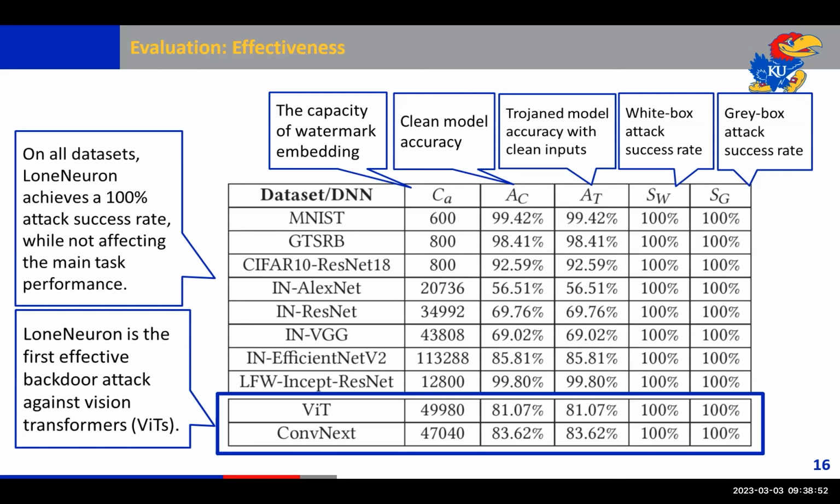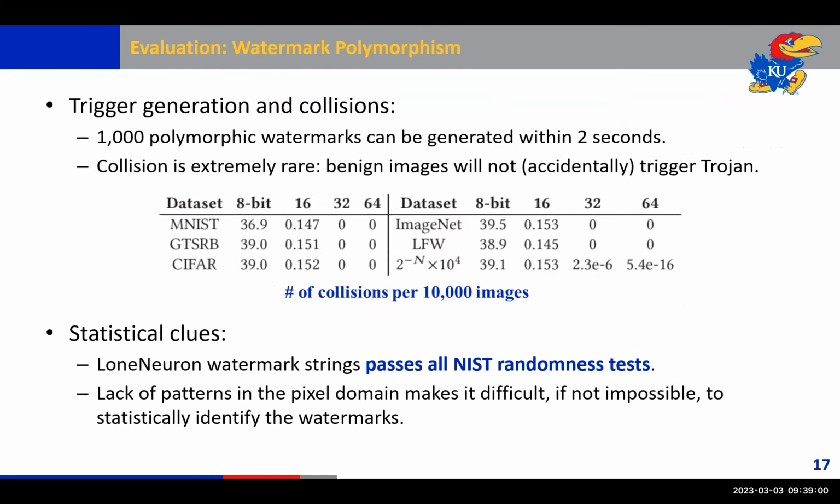Also worth mentioning that the last two lines are vision transformers, and our attack is the first effective backdoor against vision transformers. The trigger generation is very efficient. Actually, we can find over 1,000 watermarks within just 2 seconds, and collisions are extremely rare. This is already verified by the previous result that we have no influence on the main task performance.